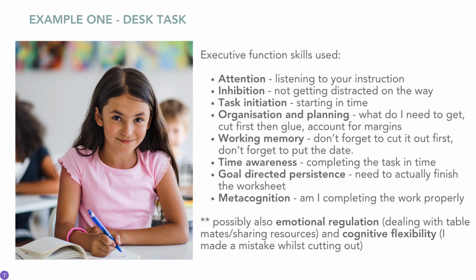Okay, so hopefully you've taken a minute and tried to think about how you can break that task down and understand it in terms of what executive function skills are being used. So let's go through a couple of them. We have attention, that is being able to listen to your instructions, being able to stay on task throughout. We've got inhibition, so that's not getting distracted along the way. It's not getting distracted by their friends or by a conversation or by a toy or by noises from outside. It's about task initiation, so being able to actually get started in the task. Organization and planning. What do I need to get? I need to cut first and then glue. I need to account for the margins on the worksheet.